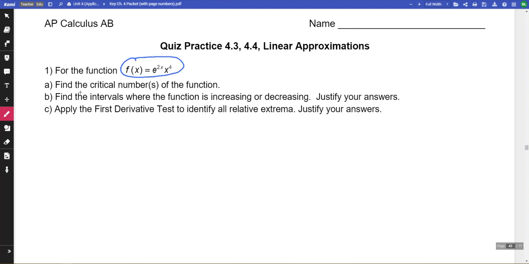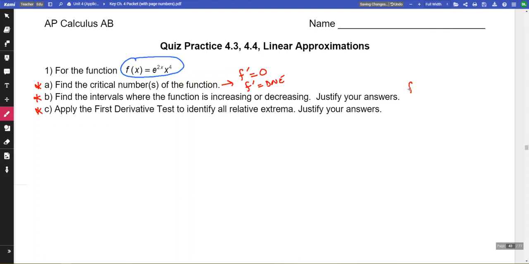The function is e to the 2x times x to the fourth power. I want to find the critical numbers. I want to find the interval when my function is increasing or decreasing, and I want to apply this first derivative test. All right. Well, my critical numbers are going to be where f prime is 0 or where f prime does not exist.